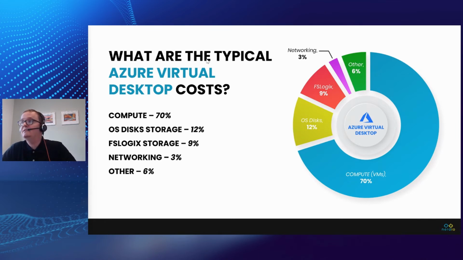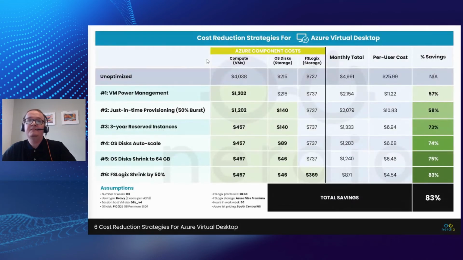So that's generally what we see in the split, and this is what you typically save on each one of those. As we just touched upon, with VM power management we can save up to 50% of the costs. Then there's just-in-time provisioning, which means we can burst. Think of a logon storm in the morning where your users come in, and we can have say 10 hosts up and ready. And then if those 10 hosts get busy, we can start creating more hosts.